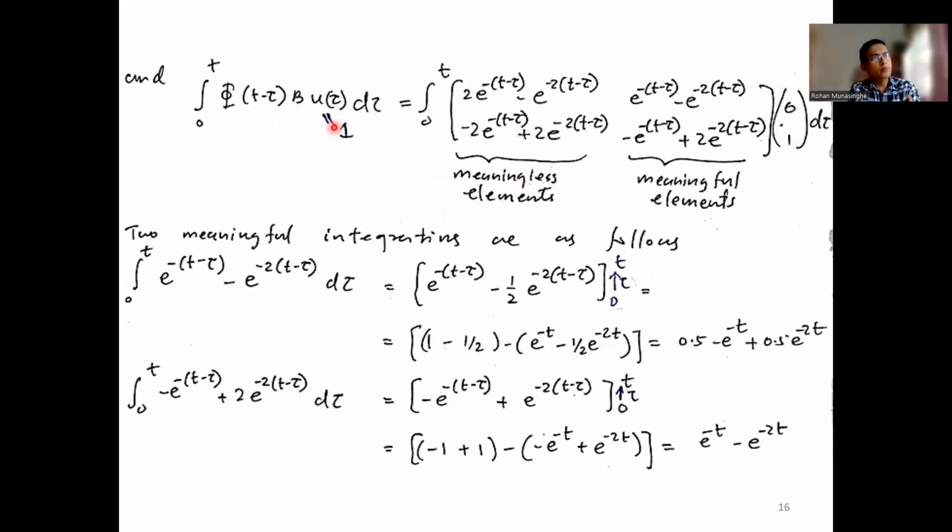So let's assume some control signal u tau. The most common one is the step input, which is 1. Input is 1. So just 1 over here, you don't have to write anything. Then try to simplify what you have in this integral.